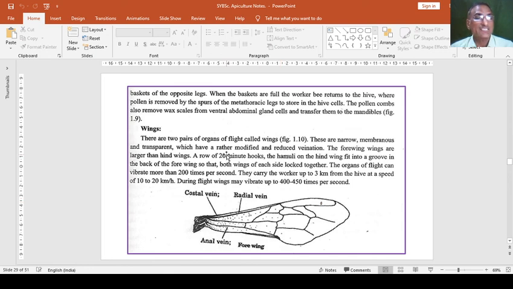So this is about the first pair of wings and three pairs of legs. The next part we will study in the next lecture. So till then, see you.